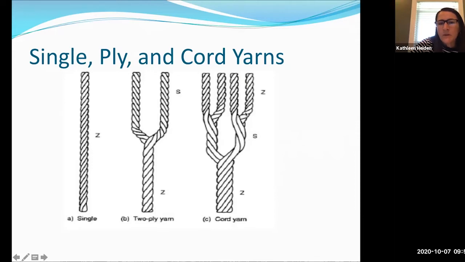Okay. So then you can see here that it goes back again. So if we want a Z as our final cord, then our plies are twisted in the S direction and our singles are twisted in the Z direction. So every time you twist, you have to alternate the direction of the twist. And like I said, in the industry, the majority of our fibers usually end up as a Z twist.